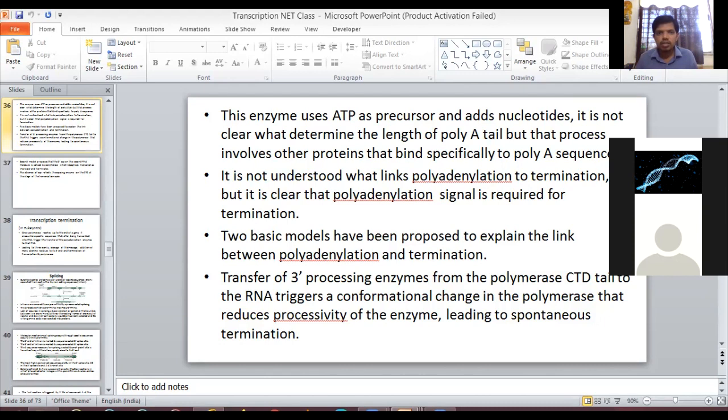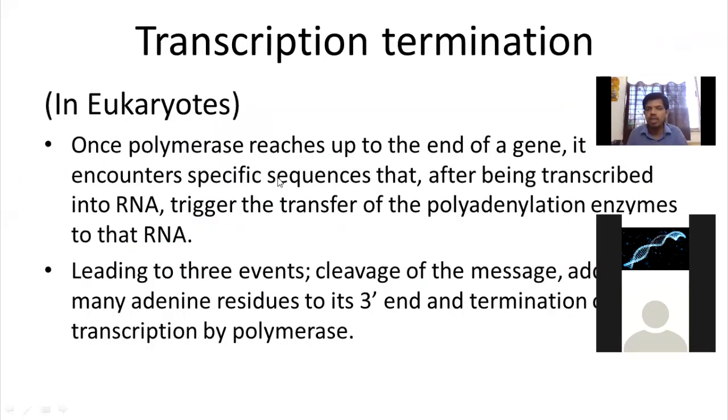We will not waste our time on these two models, but according to this model, polyadenylation and splicing are interconnected with each other, and somewhere the termination of transcription is also connected with this enzymatic activity. Now for transcription termination, once the RNA polymerase reaches the end region of that particular gene, it will encounter certain specific sequences that, after being transcribed into the RNA, will trigger the transfer of the polyadenylation factors or particular enzymes to the RNA.